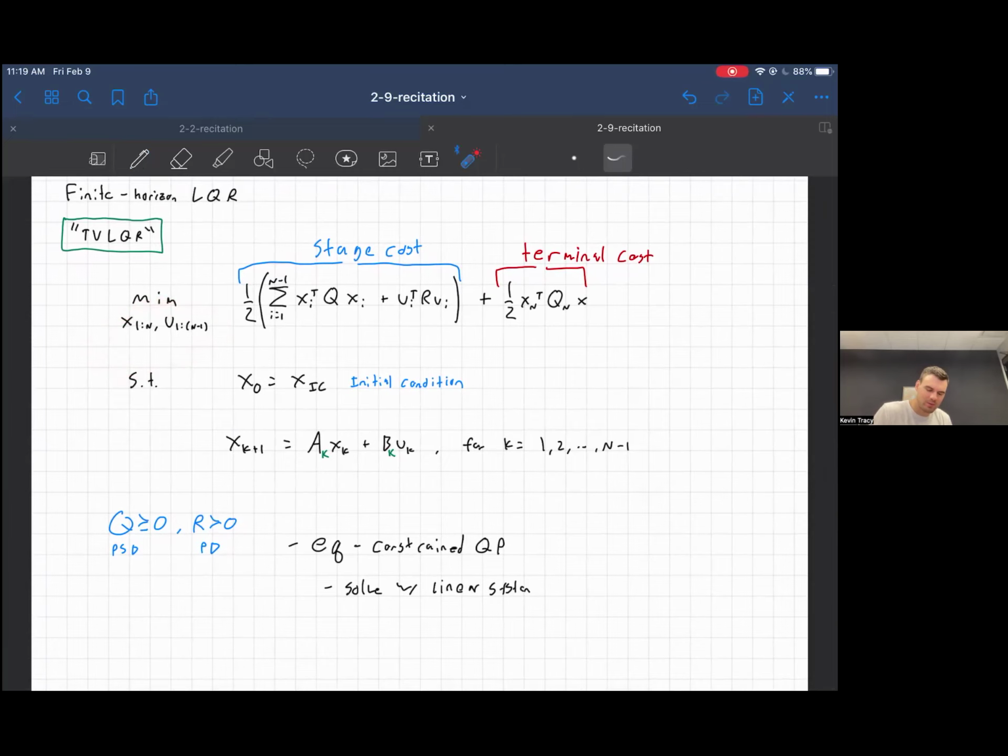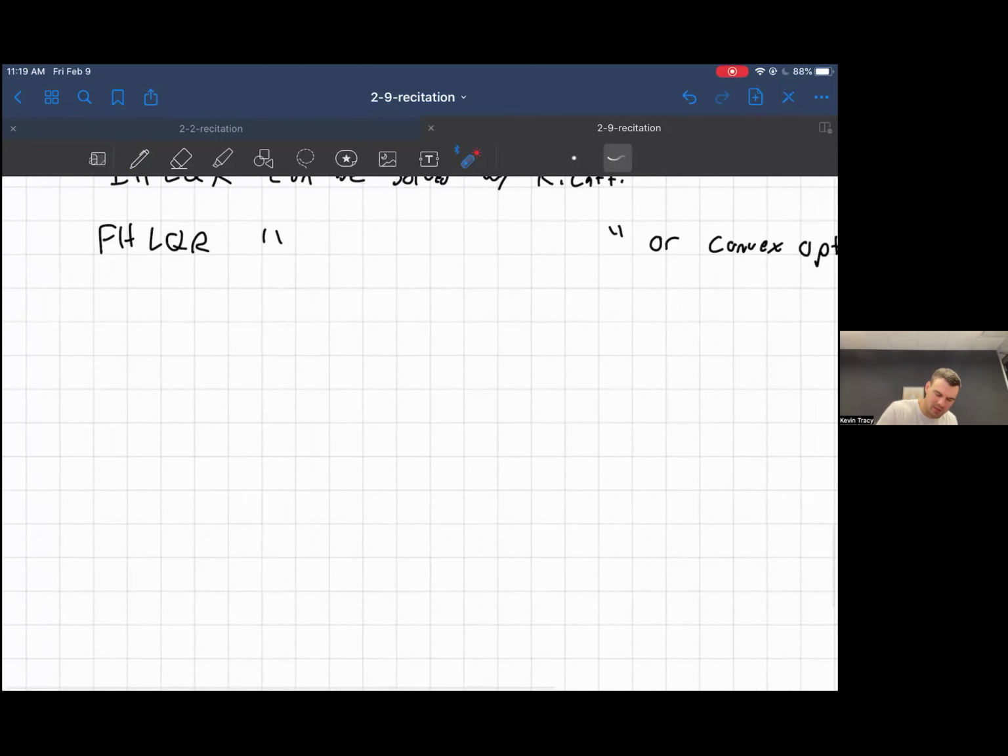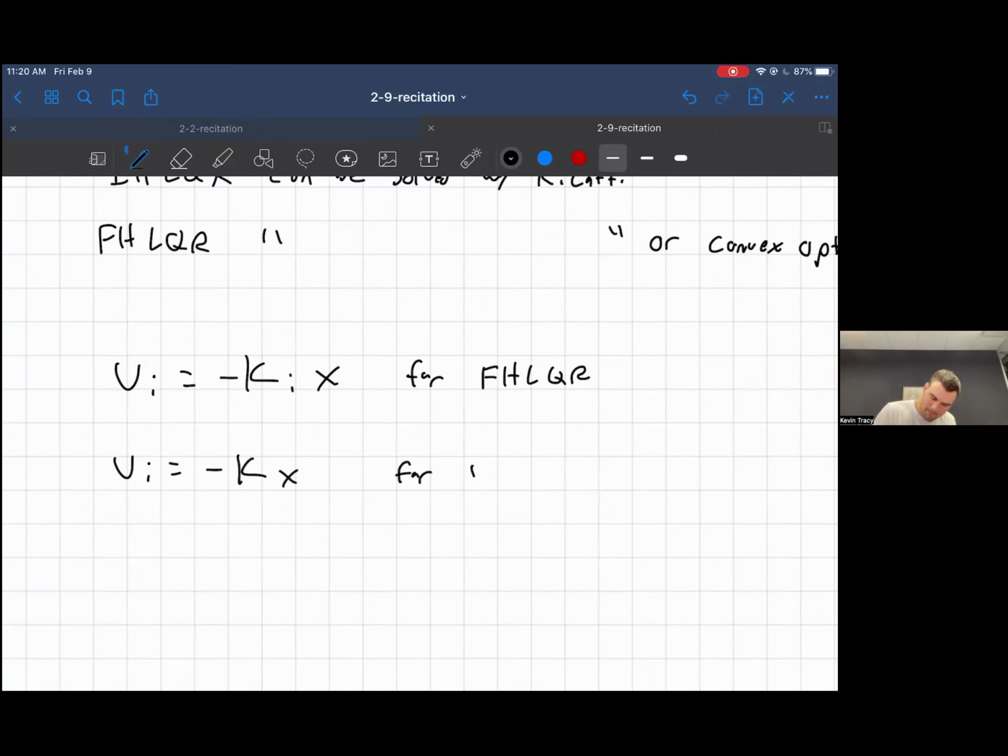And when we use the Riccati recursion, we get something a little bit different. We get a feedback policy. So when we solve for Riccati, we get u_i equals negative K_i x for finite horizon LQR. So the difference here is that in the case of finite horizon LQR, I have a different gain K for every time step of my trajectory. And for infinite horizon LQR, I have just one static K.